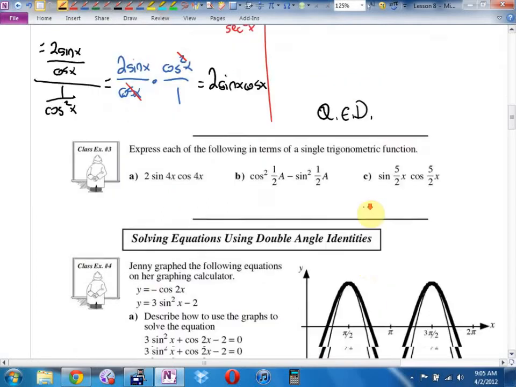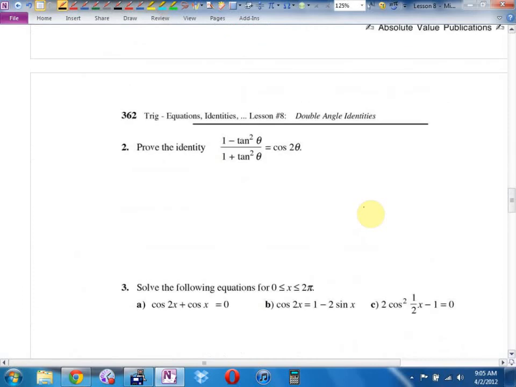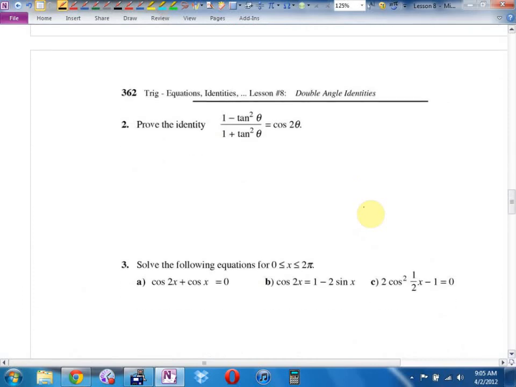Let's try one with a cos 2 theta, like example 2 on page 362. So I'll do my little line. Here's my little T-table. Prove that. Cos 2 theta is a bit trickier.